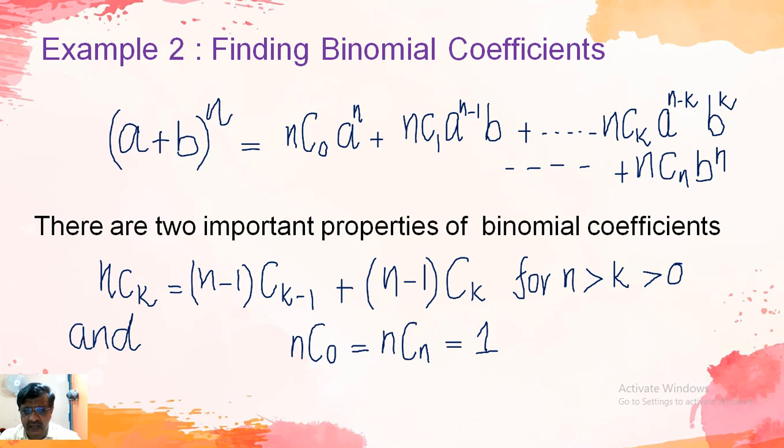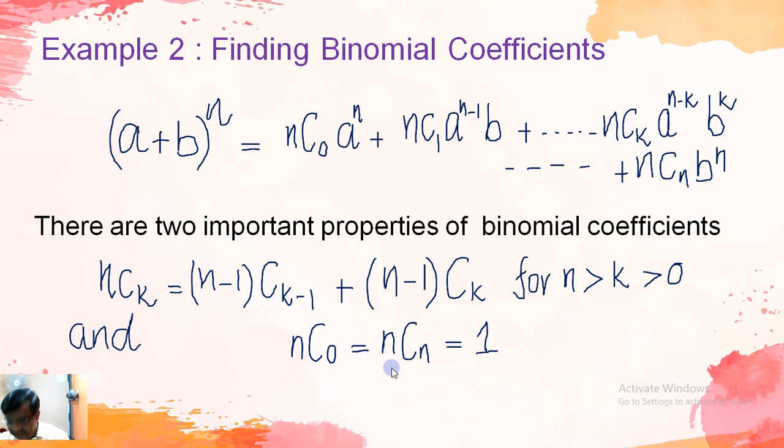That is, nCk can be expressed as (n-1)C(k-1) plus (n-1)Ck, for values of n greater than k and k greater than 0, where n is much greater than k, or k is much lesser than n. Then only it will carry some meaning. And nC0 equals nCn equals 1. These are all the known things.